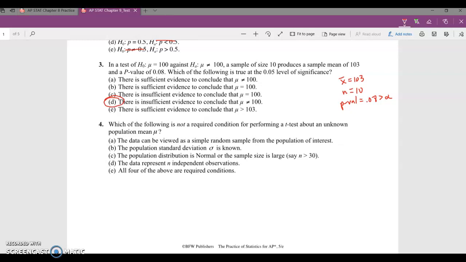Which of the following is not a required condition for performing a t-test about an unknown population mu? The data can be viewed as a simple random sample from the population of interest. All right, we always need that. The population standard deviation sigma is known. We only need to know sigma for a z-test. All right, let's just check the other choices. Population distribution is normal. Yeah, that is a condition where the sample size is not large. The data represents n independent observations. Yeah. All 4 of the above are required conditions. No, B is not required. All right, so our answer is B.